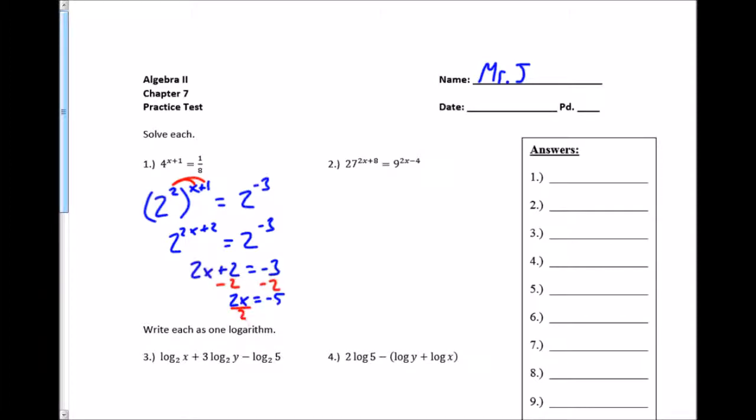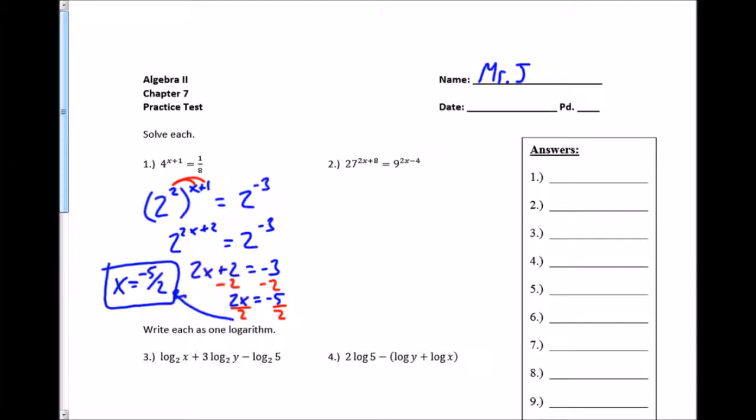Right? So again, when possible, I can rewrite this so that I have the same base on each side. Let me write it over here. And then just set the exponents equal to one another. That's the most basic and the easiest method for solving an exponential equation.